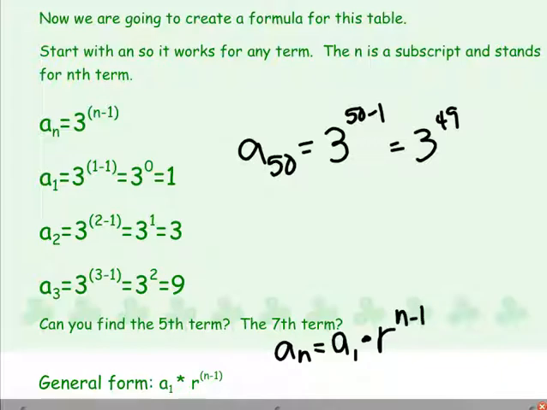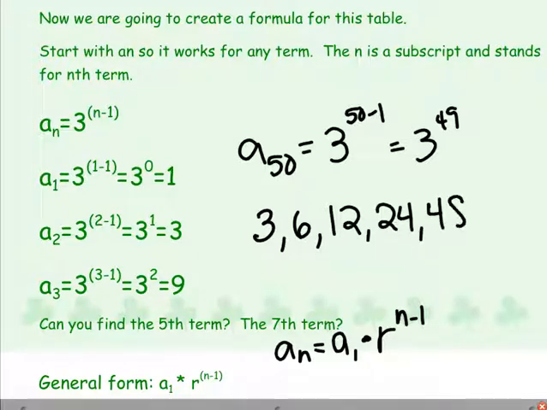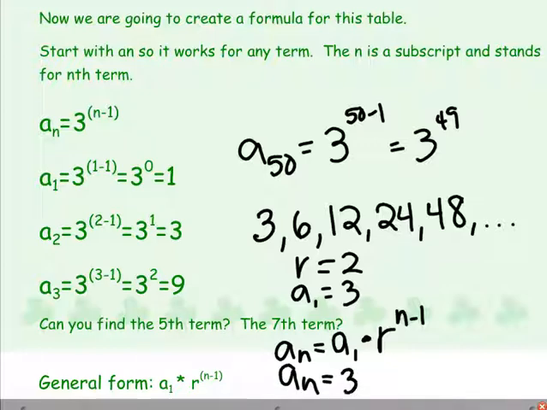So let's say we had a geometric sequence like 3, 6, 12, 24, 48, and so on. Well, we can see that our constant ratio is 2. I multiply by 2 for each one of these. And our first term, a sub 1, is 3. So we could plug this in and say my general formula, a sub n, is equal to 3 times 2 to the n minus 1 power.